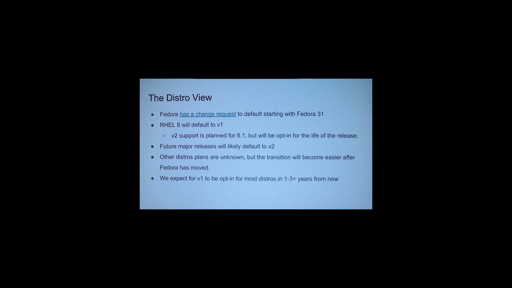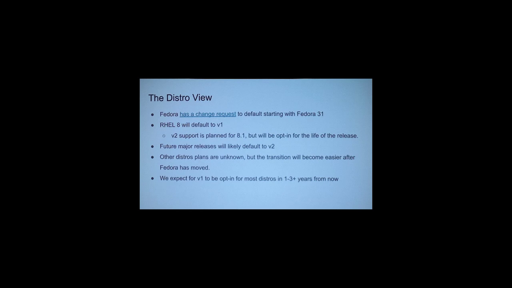So from the distribution side of the house, we're working on flipping Fedora to default to V2 with Fedora 31. That's like November timeframe. The criteria for that is libvirt and the runC stuff has to be in place or else we can't flip the switch. We know Kubernetes is not likely to be done with that at that point. And of course you can always easily boot a system in V1 and it's not a problem, so you'll opt into V1.